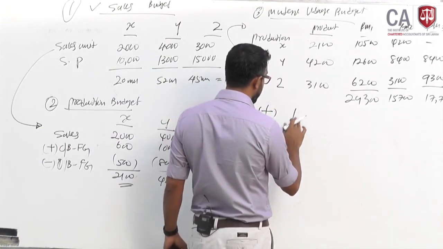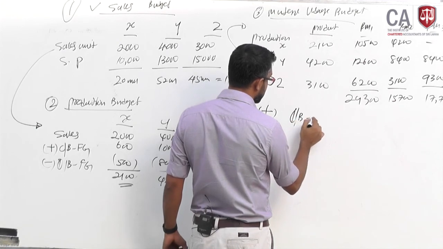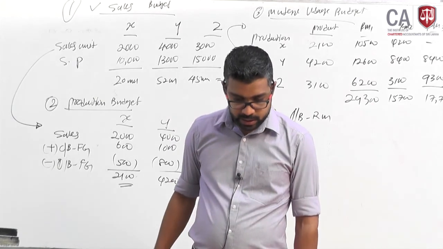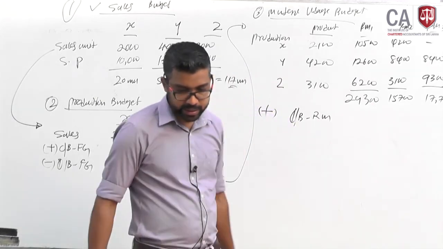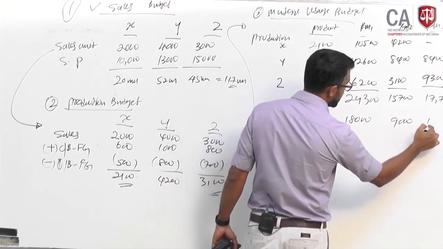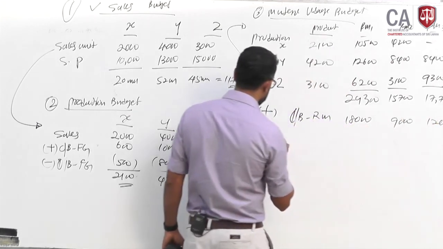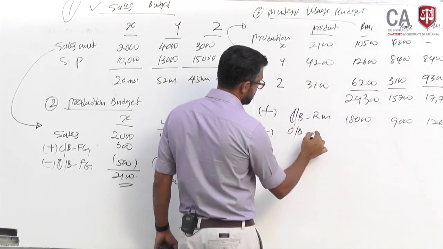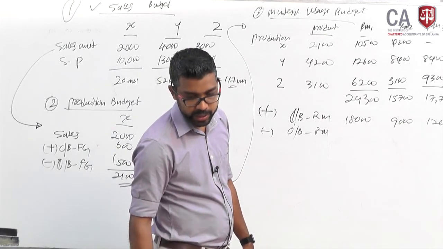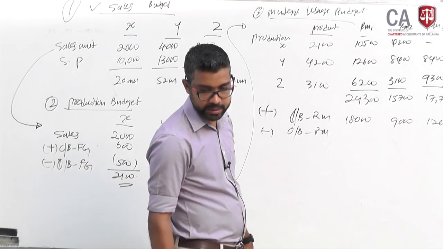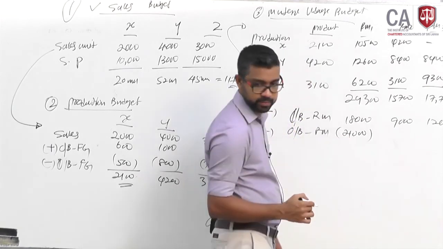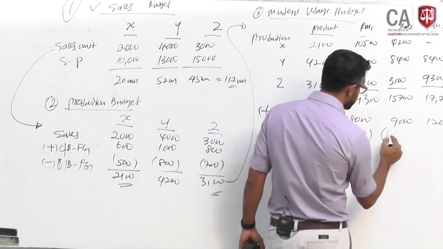You have to add the closing balance of raw material. The closing balance of raw material they have given: 18,000, 9,000, 12,000. Minus opening balance. RM, how much? 21,000, 10,000 and 16,000.